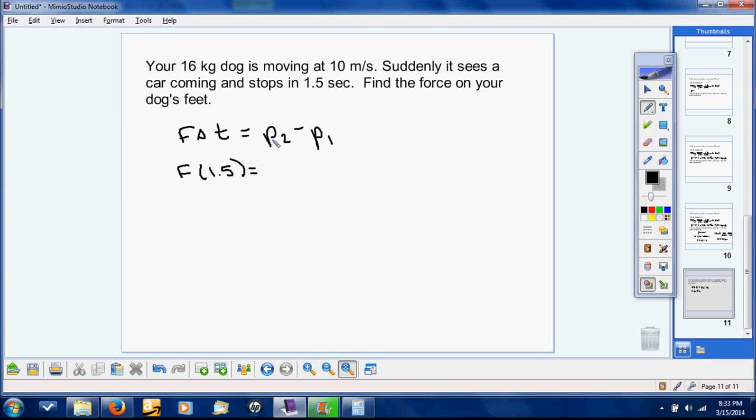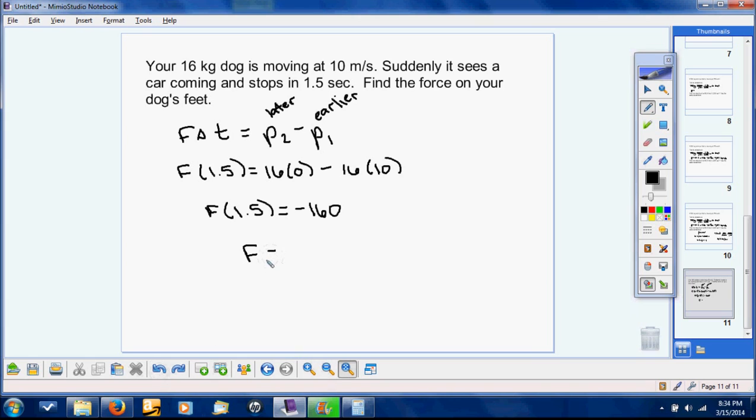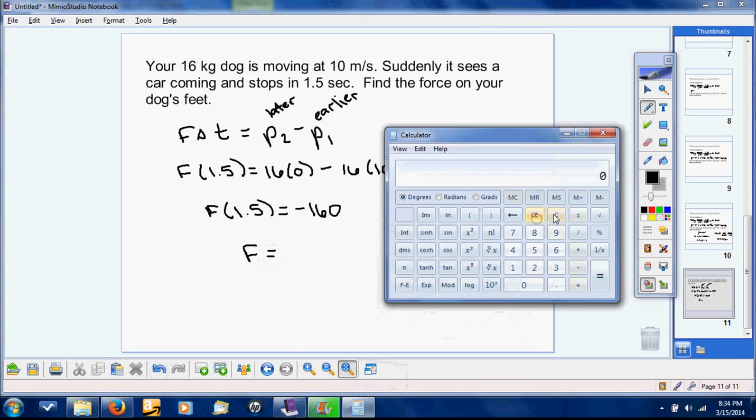Our later momentum is made up of m2 times v2. So this is later. Later in the problem, the dog has stopped. So the mass of the dog, 16, times 0, minus P1. So this is earlier. Earlier the dog was going 10 meters per second. Mass, 16, times velocity, 10. Okay, so F times 1.5 equals negative 160. So the force on the dog is negative 160 divided by 1.5, and we get about 107 newtons.